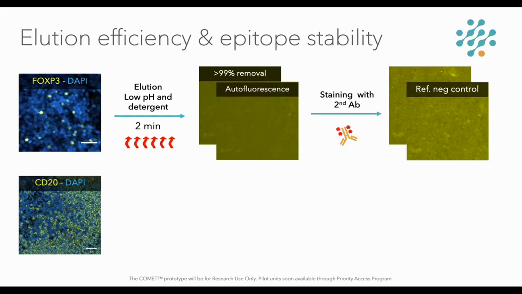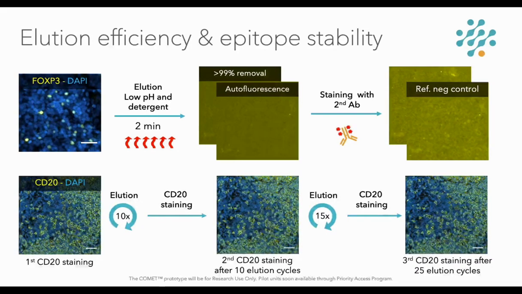Once marker optimization is achieved and the elution efficiency is proven to be above the acceptance criteria, every marker goes through an epitope stability characterization step, where multiple cycles of elution are performed, intercalating staining controls in the process. In the example of this study, we show an initial staining of CD20 followed by 10 cycles of elution and the second staining. After 15 elution cycles, a third CD20 staining was performed. We compare the signal intensities and background levels for each step.